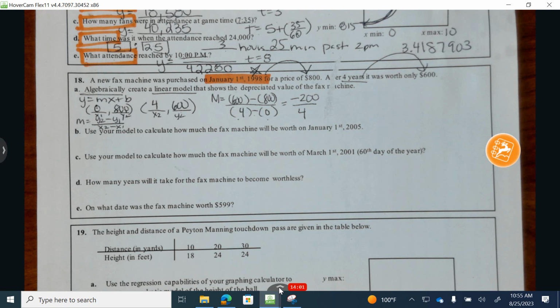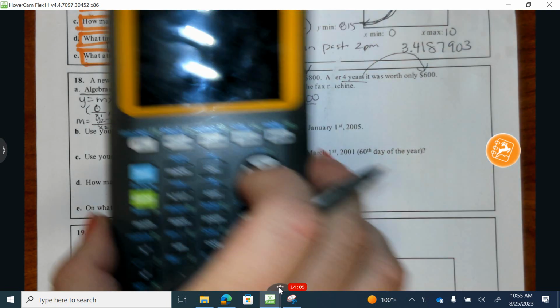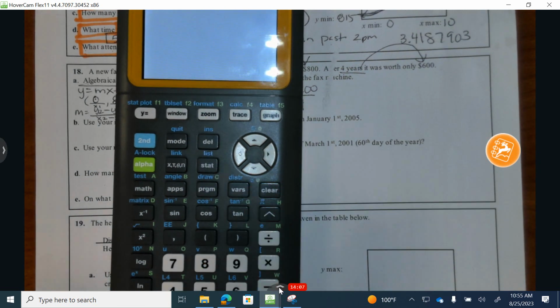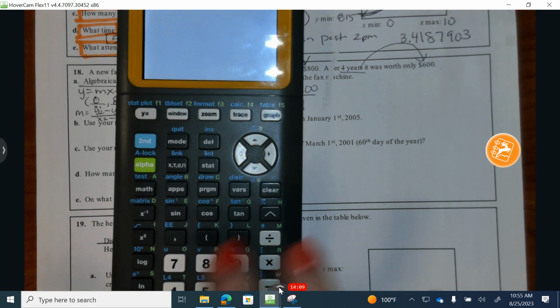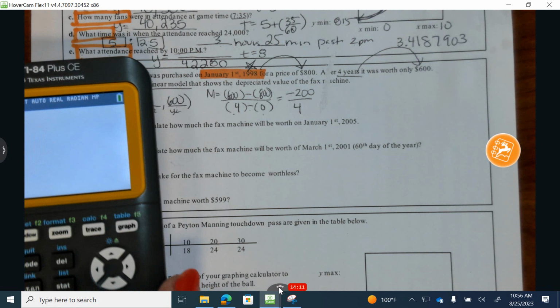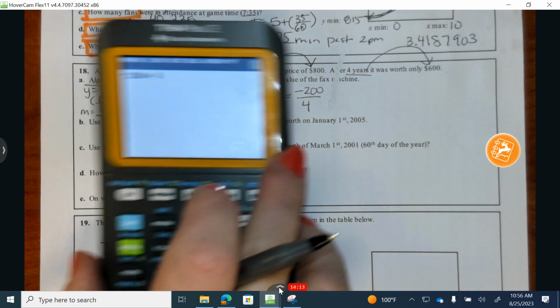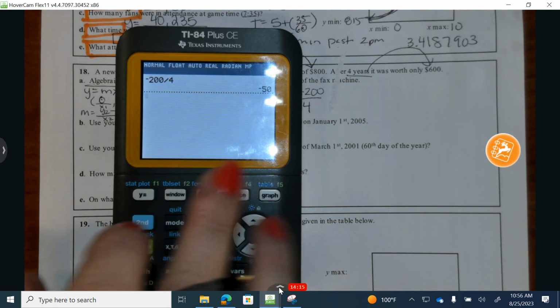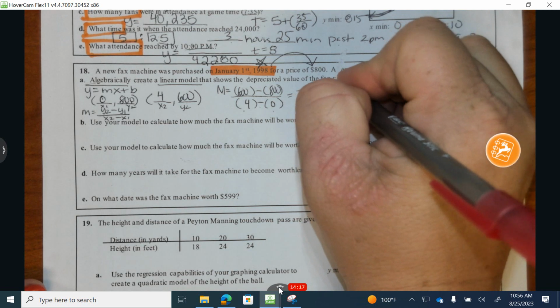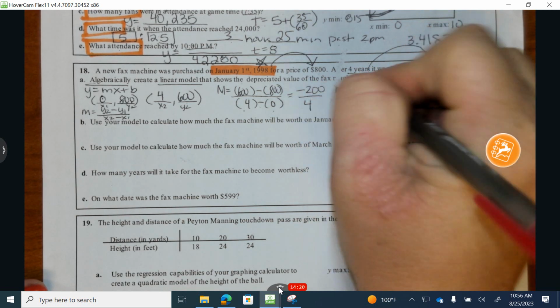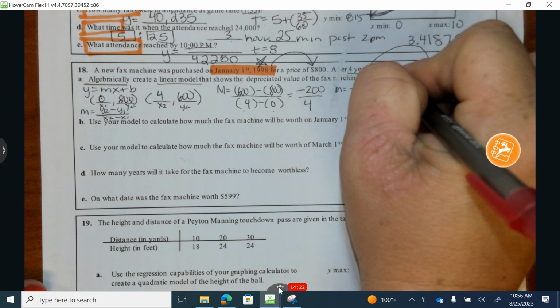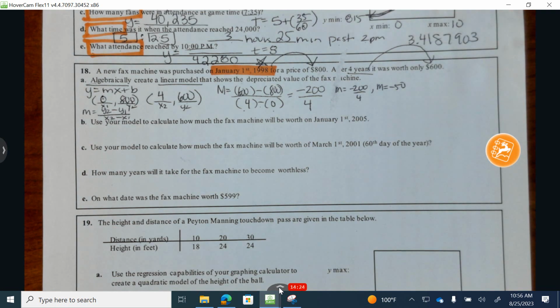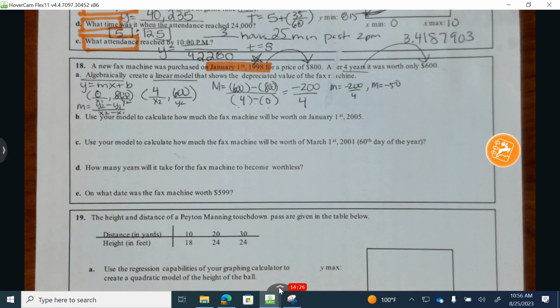What if you don't reduce that? It's not going to be wrong. You'll still get the same answer. Now grab your calculator. What could be an alternative? Type in right now, negative 200 divided by 4. I could also express this value as negative 50. So whether you say m equals negative 200 over 4, and maybe your partner says negative 50, they're the same value, just different forms. What do we do next?